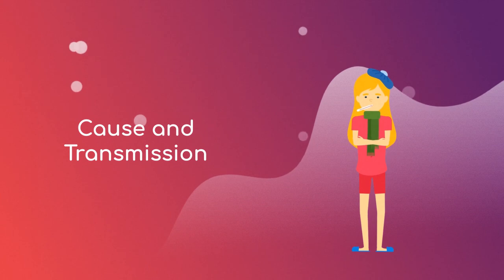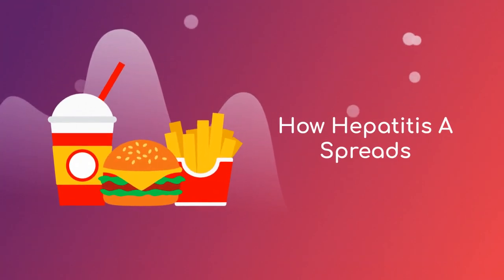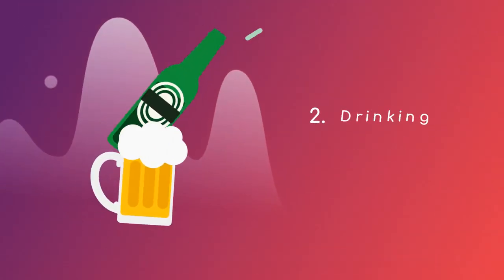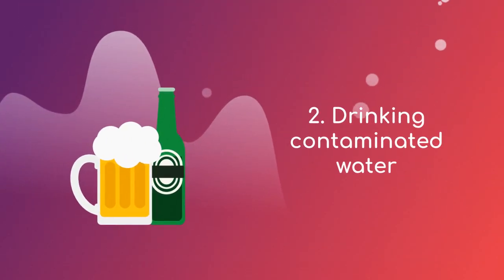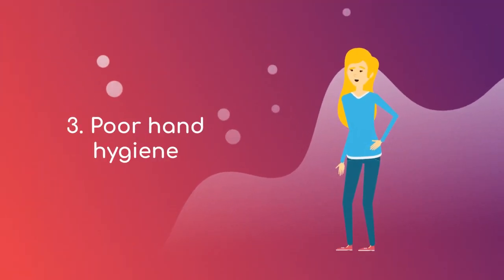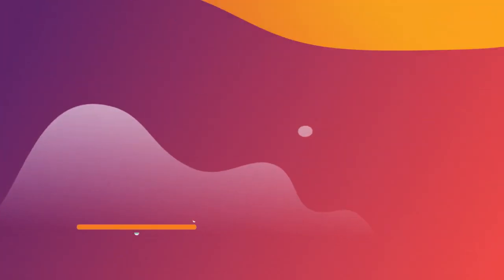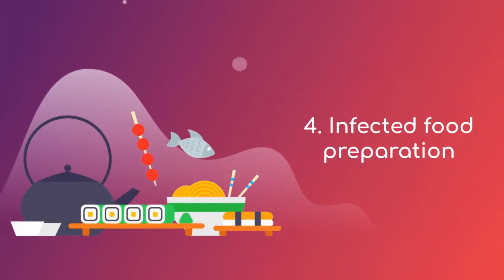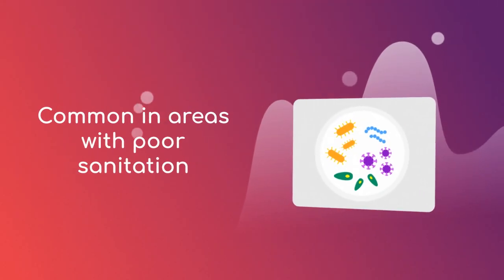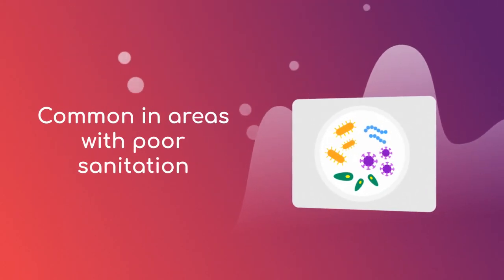Etiology, cause, and mode of transmission. Hepatitis A spreads through the fecal-oral route, which means eating contaminated food, drinking contaminated water, poor hand hygiene, and eating food prepared by an infected person who didn't wash their hands properly. That's why it's common in areas with poor sanitation and unsafe drinking water.